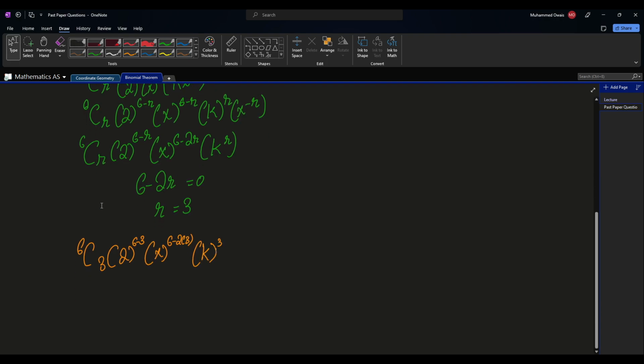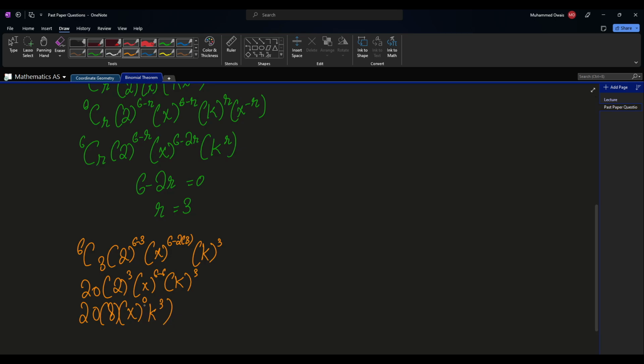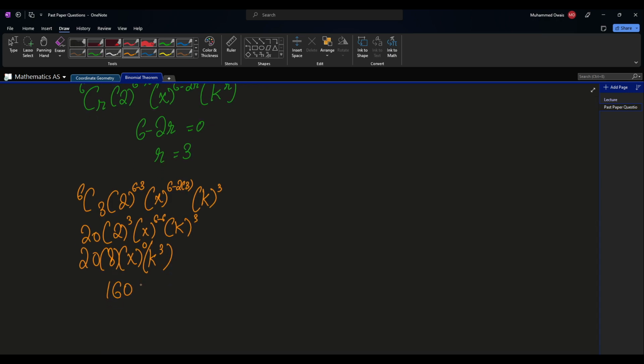So then you can use your calculator to find 6C3, which gives us 20. And now this 2 has a power of 3. x is 6 minus 6, and k is 3 as always. So 20 into 8 into x power 0, and k has a power of 3. So 20 into 8 is 160, right? 160 k cube into x power 0.